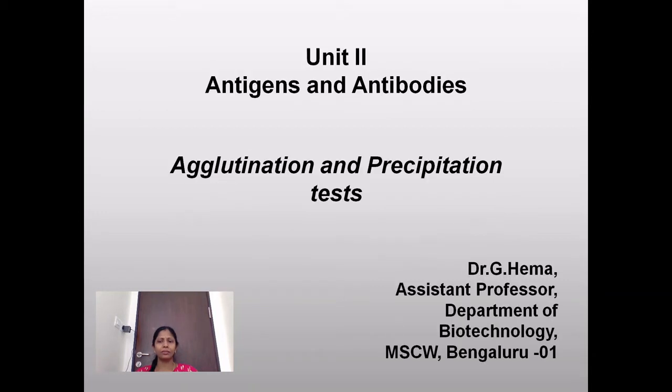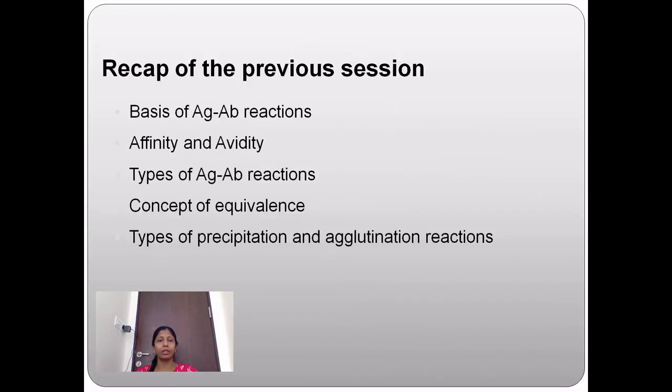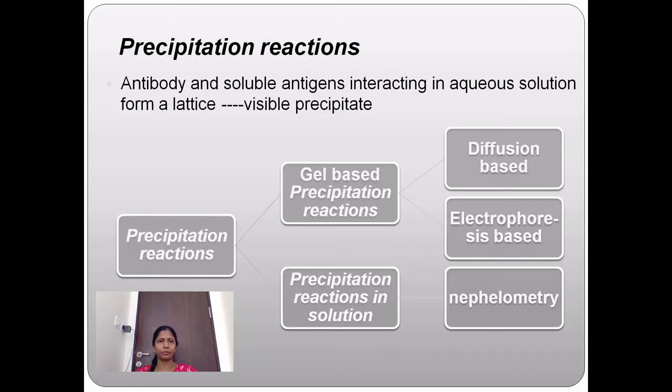Greetings, dear students. Let us learn about the different types of precipitation tests in this video session as a part of the second unit, that is antigens and antibodies. In the previous sessions, we had learned about the basis of antigen-antibody interactions, different concepts like affinity, avidity, and the concept of equivalence, as well as the different types of agglutination reactions. In the current session, we will learn in detail about the different types of precipitation reactions.